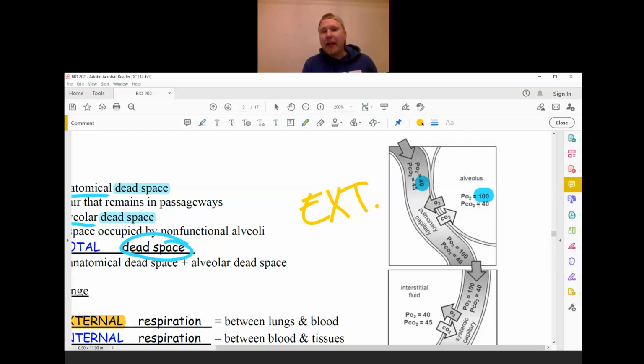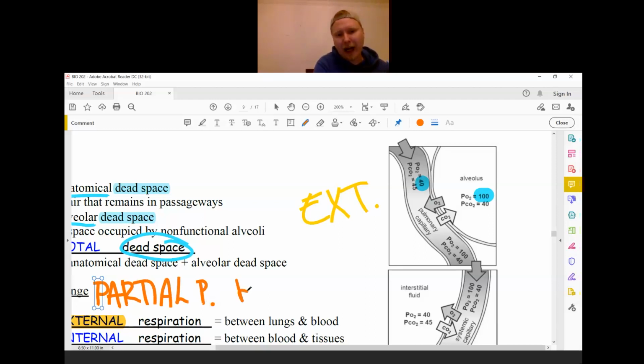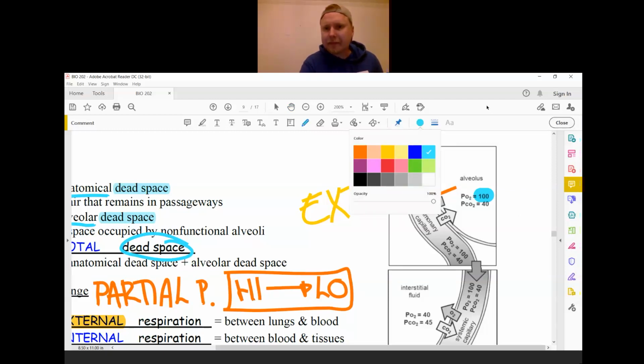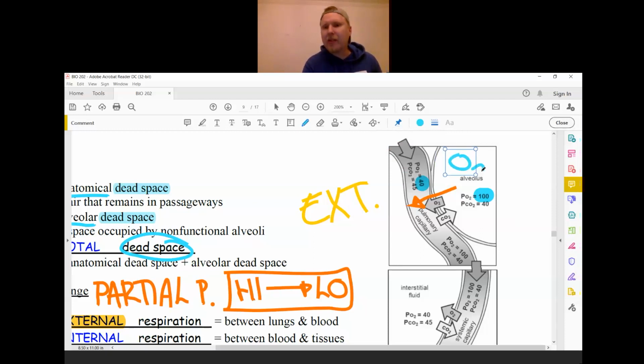What this means is that we remember the movement was thanks to the partial pressure differences, from areas of high concentration to areas of low concentration. So oxygen is going to be moving from the alveoli of the lungs to the pulmonary system's capillaries.